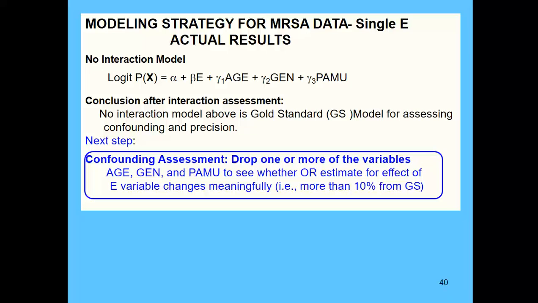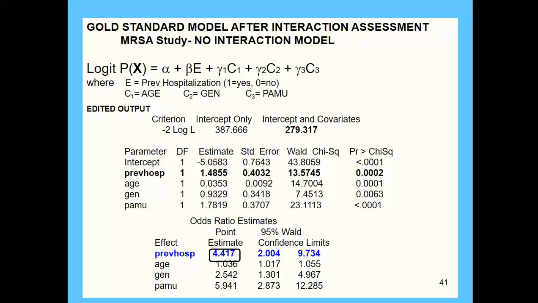So confounding assessment: the way you do it, you drop one or more of the variables, age, gender, and PAM, to see whether the odds ratio estimate for the effect of E changes meaningfully. That's what you do. Okay? So let's do it. First of all, here's the model, and here's the output for the model. These are the three variables in there. Can you see this slide? I don't know if you can see it in the back, but you could see it if you have your computer here. And here are the odds ratio estimates.